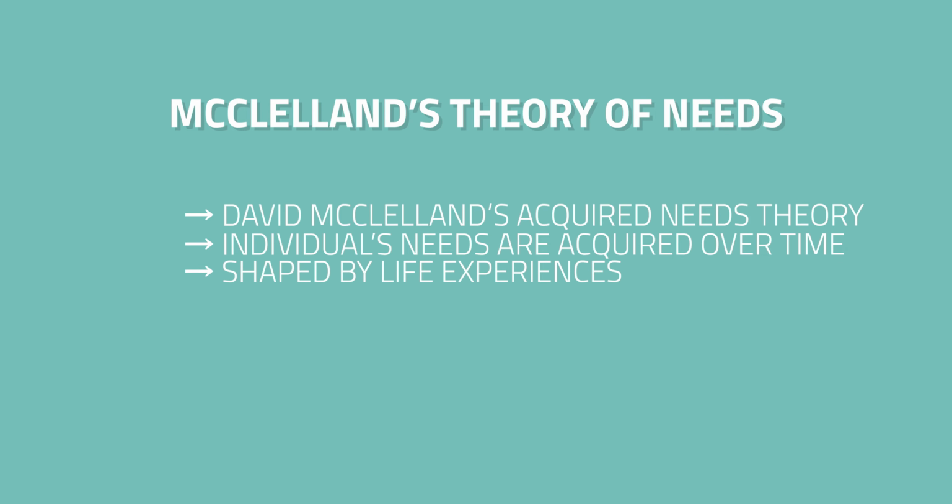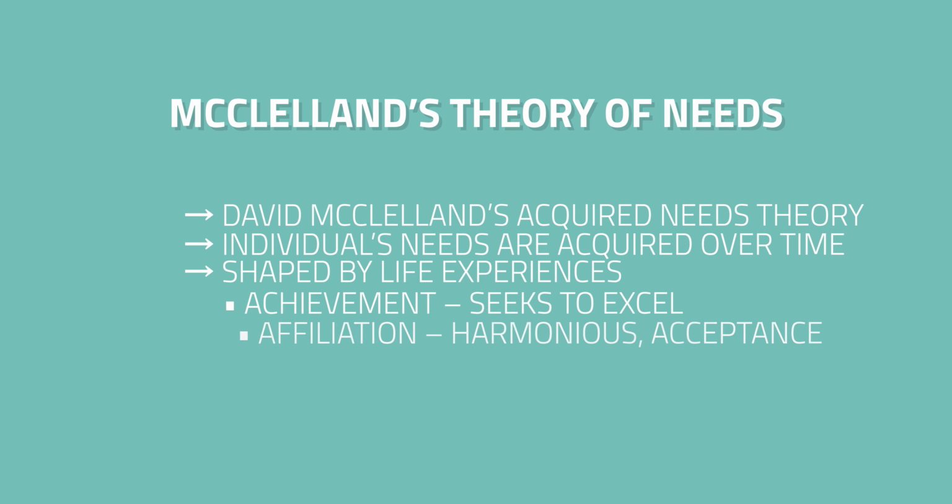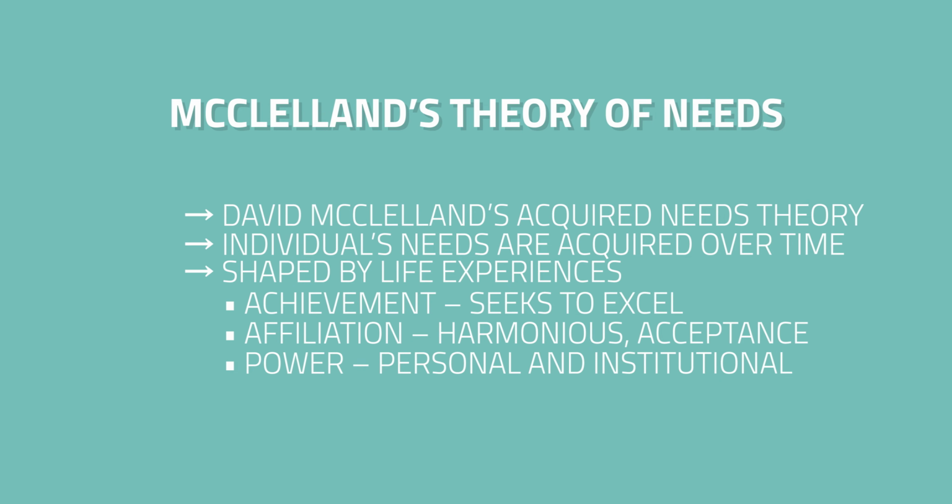So they're shaped by life experiences. We have achievement, where that person seeks to excel. We have affiliation, where they want to have harmony and acceptance and to get along with your peers and colleagues. And then we have power, where people want personal power, like a politician, or institutional power, like they want to become a manager or an executive in an organization.